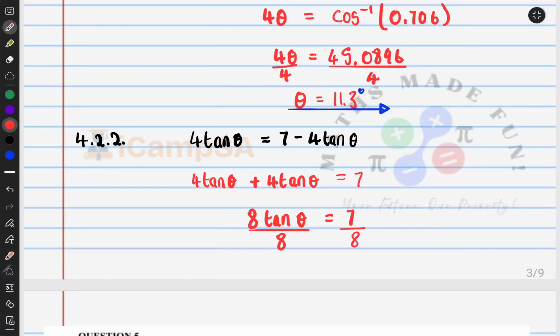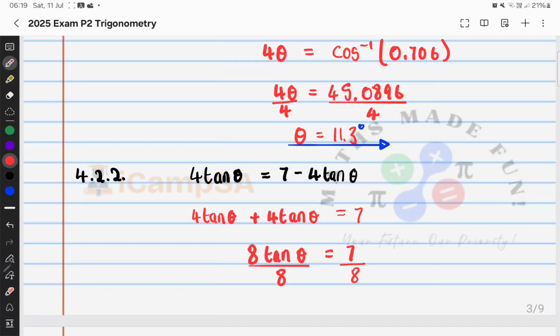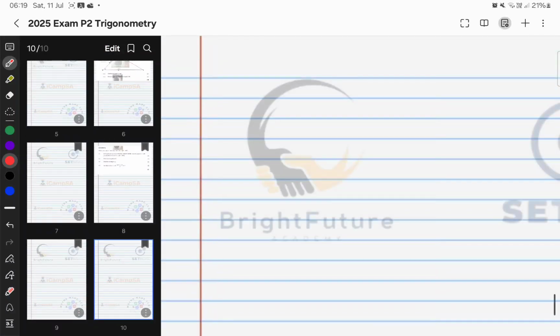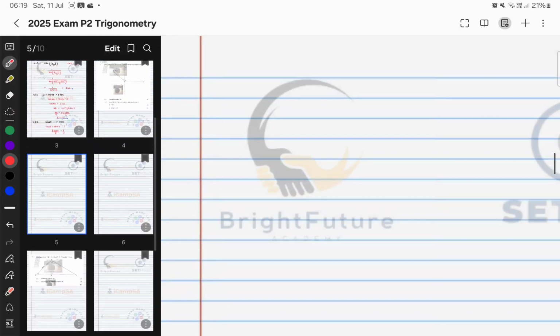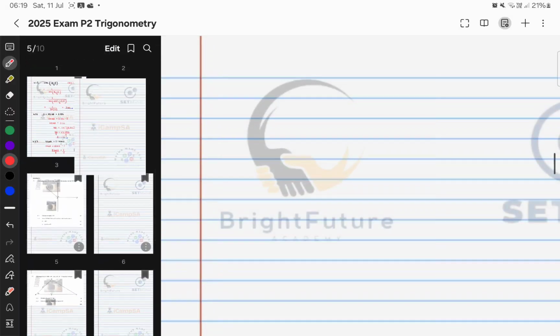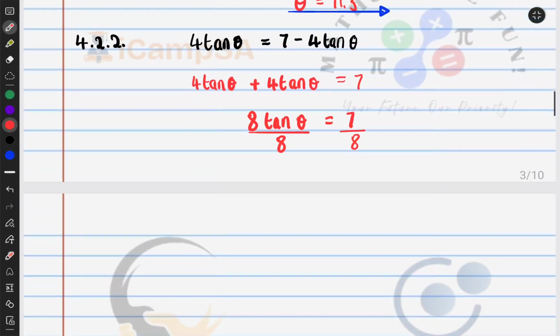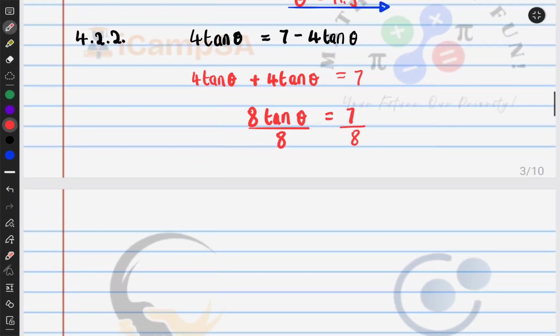Let me add a page for this. See, that's how I'll need a page. Yes. Okay, then we divide by 8 on both sides.